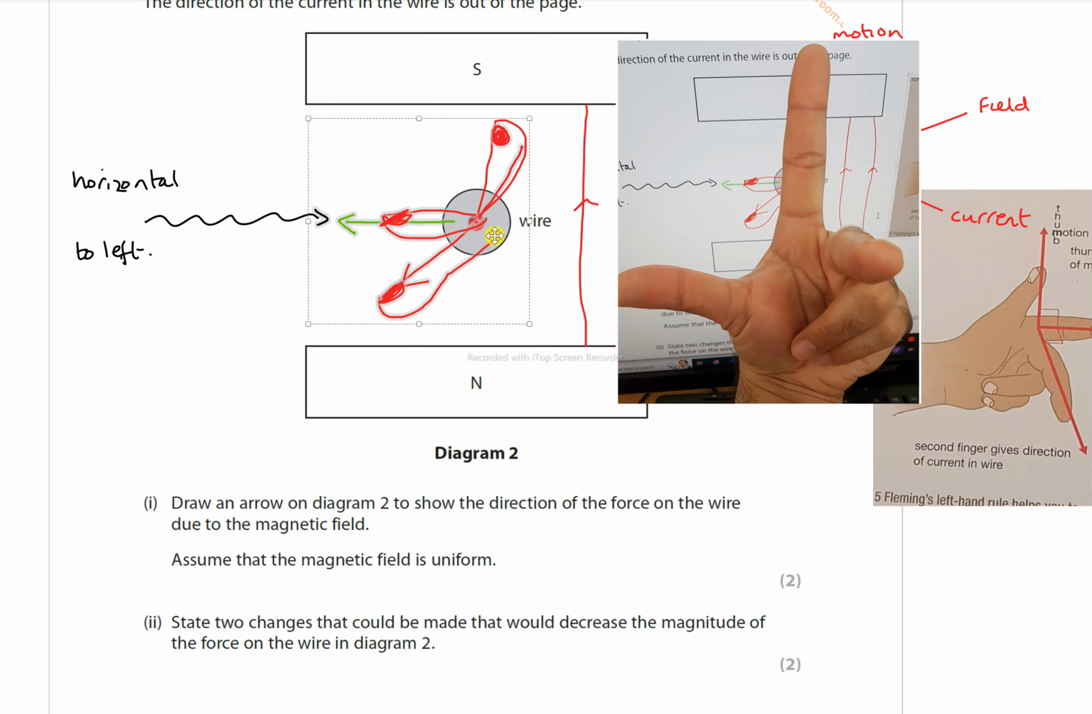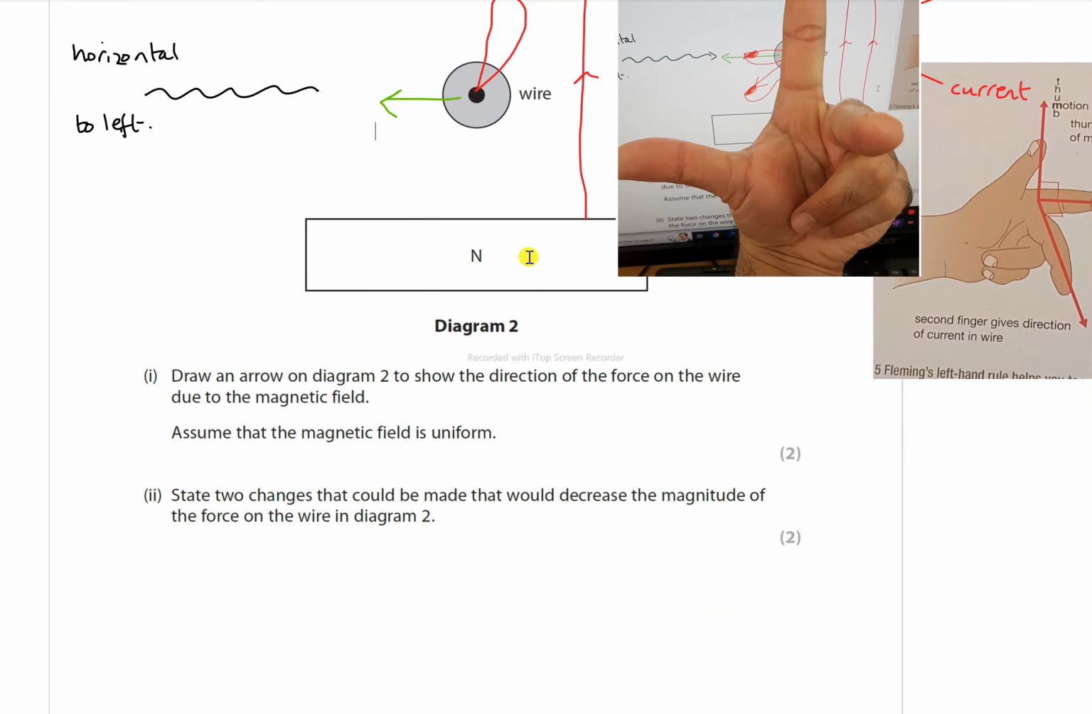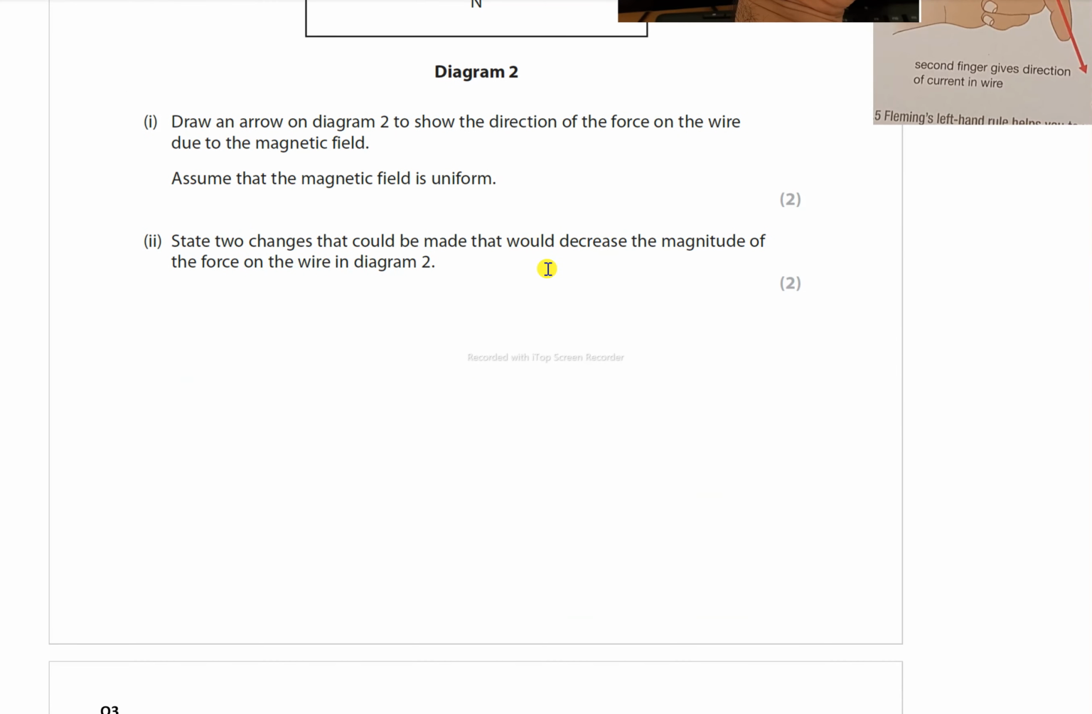I know it's a bit long-winded, sorry about that, but it's important. Once you've mastered this, these questions are so easy. Right, state 2 changes that would increase the magnitude of the force on the wire. I always assume increase, but it says decrease.